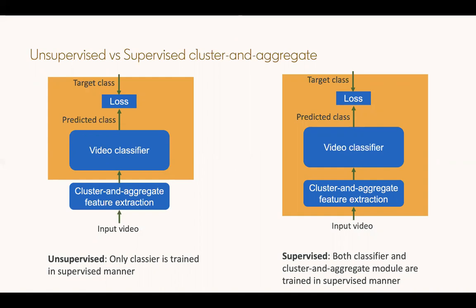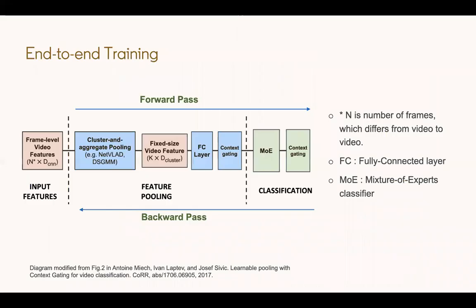On the left side, we have feature extraction happening separately, and the video classifier, which might be any machine learning model like a neural network. We only train that model when we train the classifier. However, on the right side, when we are training the classifier, we train not only the classifier, but also the feature extractor at the same time. And we get additional accuracy by doing that.